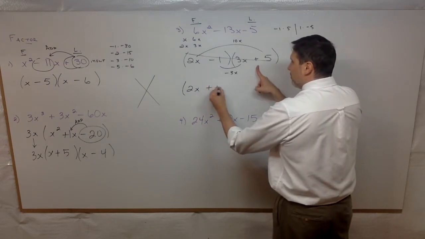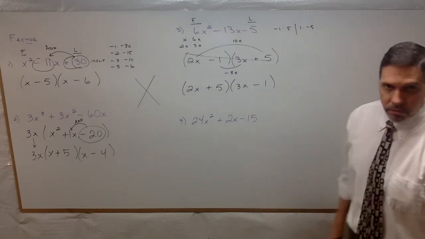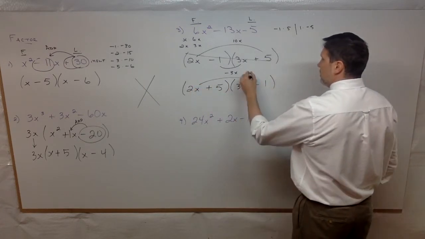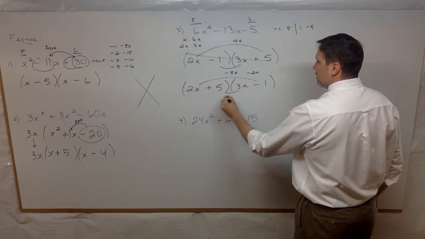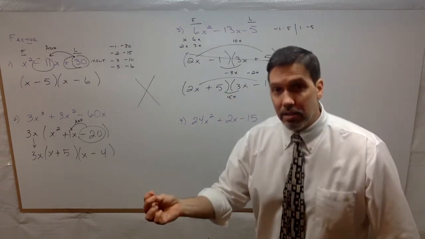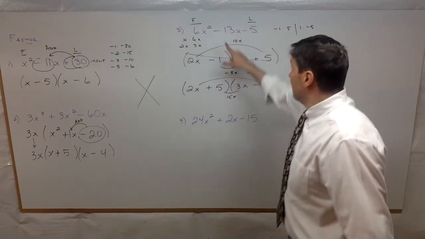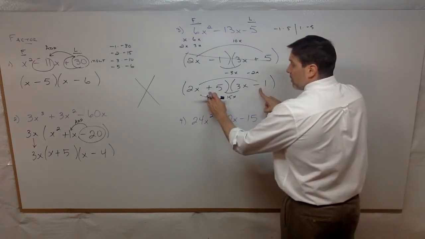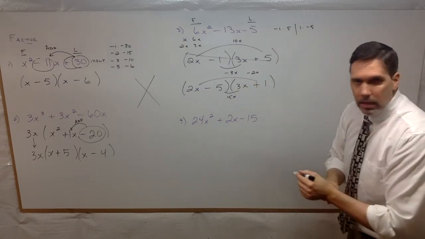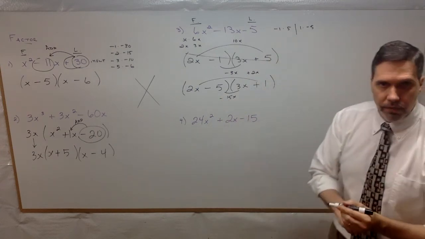Let's put the 5 with the 2 and the negative 1 with the 3 and see how that works. Now check outer and inner. Outer this time is negative 2x. Inner is 15x. 15x minus 2x is positive 13x. What that means is, since I want a negative 13x, I got the signs wrong. In other words, this needed to be minus and that needed to be plus. Because now outer becomes positive 2x, inner becomes negative 15x.